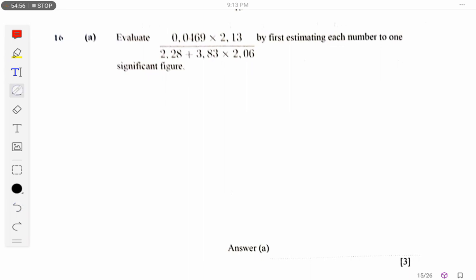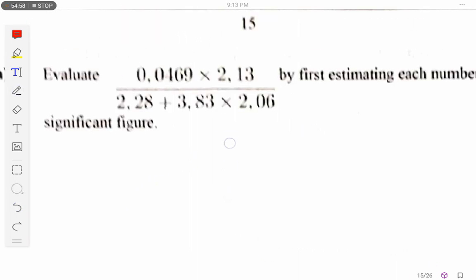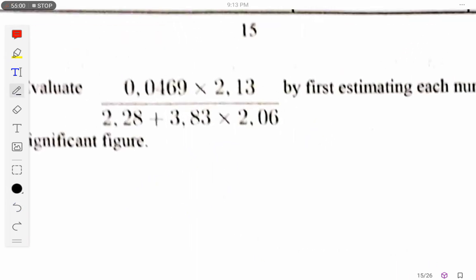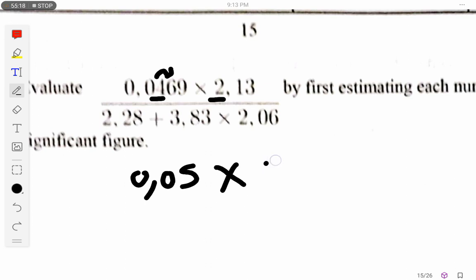Then we check the number that is in the next place. Okay, let me just zoom in first. So we check this number here. So it's going to be 0.05. We round it up. Times, for the next one, this is the first significant figure. Then this number is 1. We cannot round up the 2 to 3, so it will remain like that. So it will be 2.0 there if you want. But because it's one significant figure, you can write it as 2 like that.